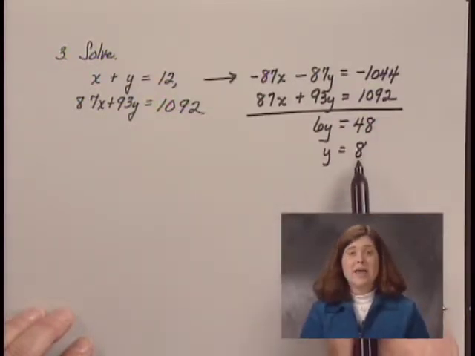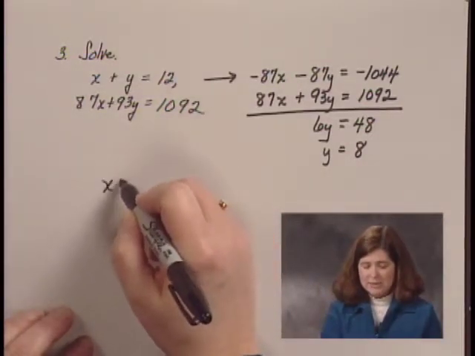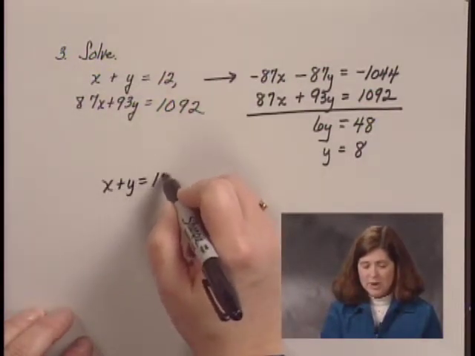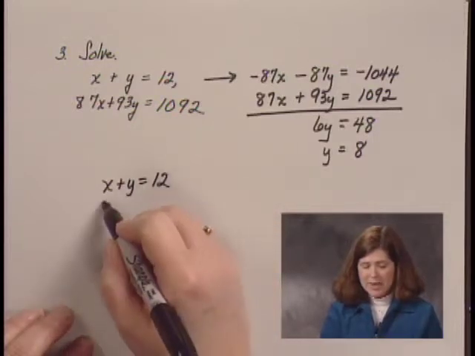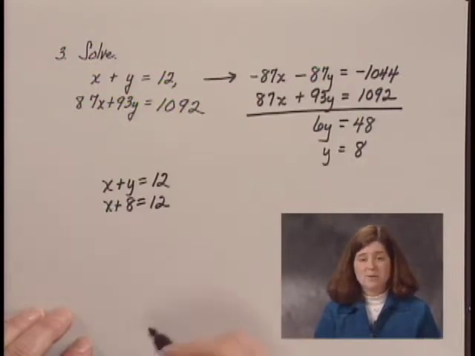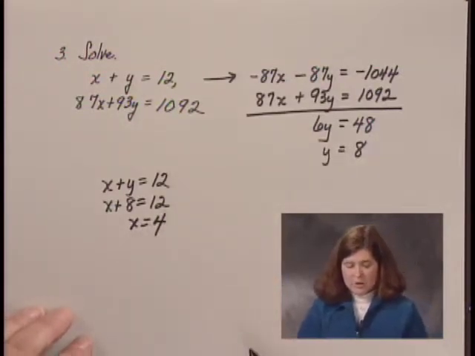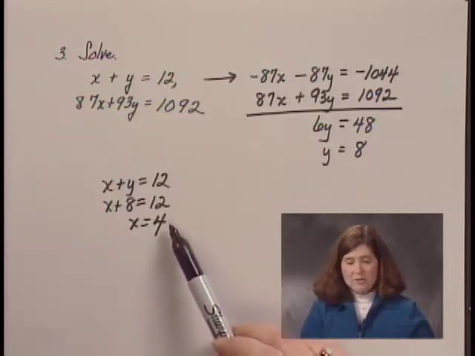Now, if y is 8, what does x have to be? Well, from my first equation, I can see that x plus y is 12. So if y is 8, x plus 8 is 12. Subtracting 8 from both sides, I see that x has to be 4. So I have a possible solution: x is 4 and y is 8.